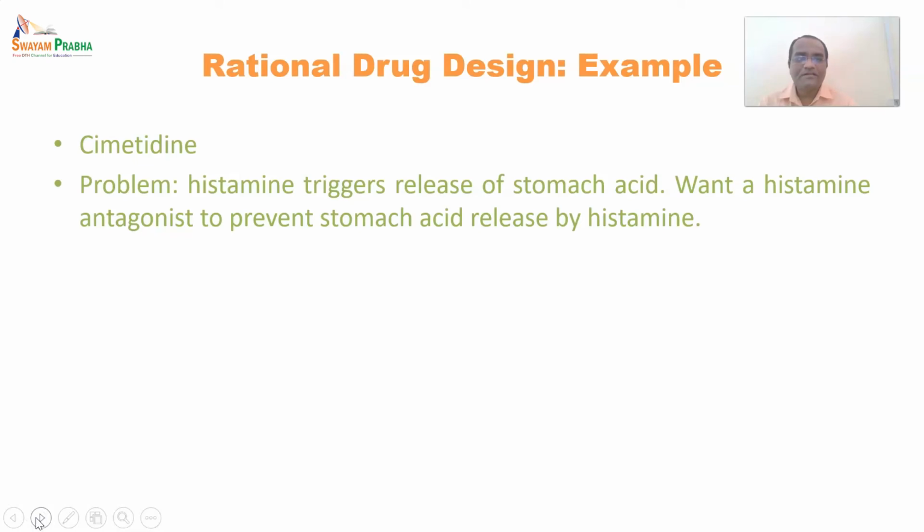So in case of a rational drug design, firstly we need to identify the problem. The problem is that histamine triggers a release of stomach acid. We want a histamine antagonist to prevent stomach acid release by histamine.